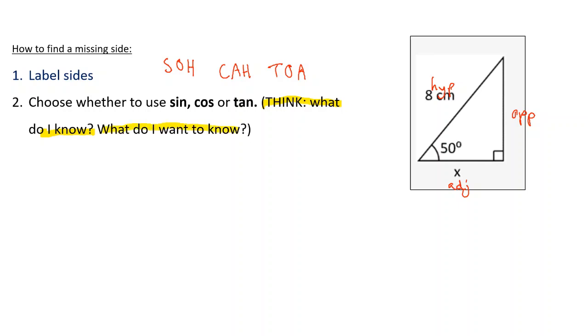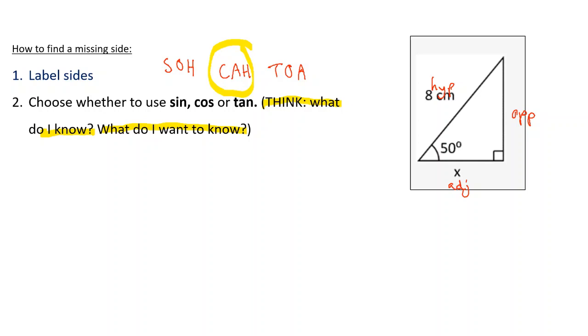So I'm thinking in this case, well, I know the hypotenuse. I want to know the adjacent. So I know the hypotenuse, I want to know the adjacent. And because of that, it's going to be cos, because cos, CAH, is to do with the adjacent and the hypotenuse. That's super, super important.